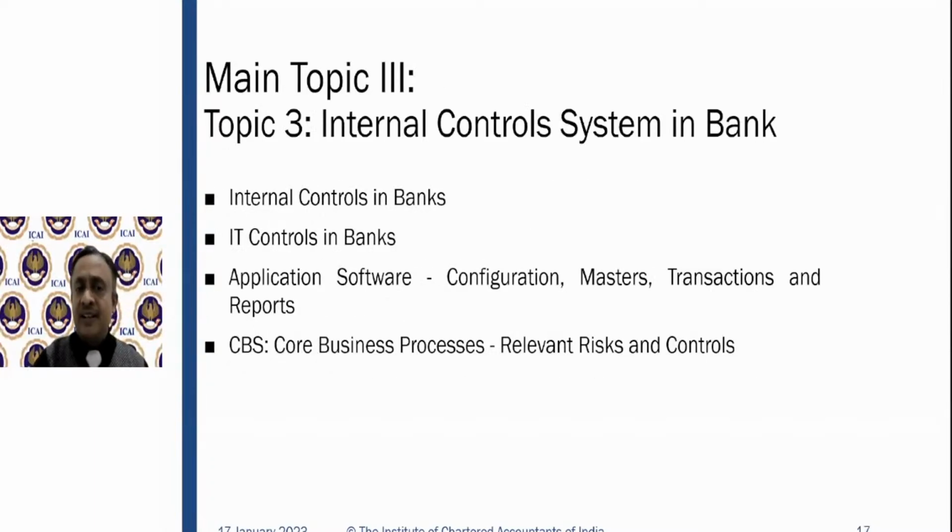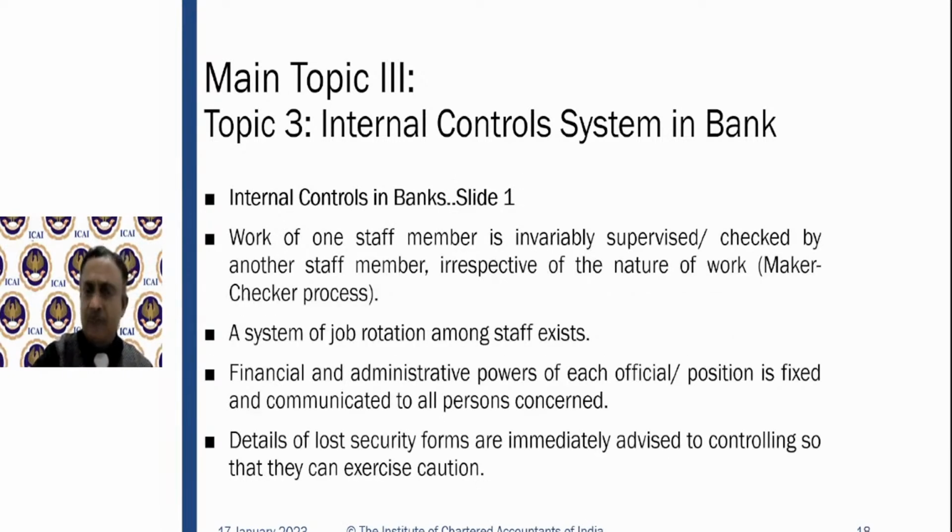We have talked about the internal controls in bank, application software, configuration, master transactions, business processes, relevant risk and controls. This was the topic. And here we have talked about this in our discussion, that bank need to have system where the work of one person is automatically checked by others, job rotation, like that.